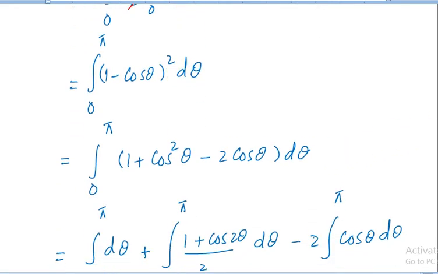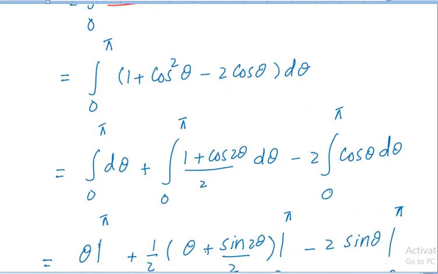Now it has become a function of one variable, which is theta. So the definite integral from 0 to pi of 1 minus cos of theta, whole squared. First we expand this formula. This is equal to 1 plus cos squared theta minus 2 cos of theta, d theta. In the next step, we separate each term, and cos squared theta can be written as (1 plus cos 2 theta) upon 2, and 2 cos of theta can be written as 2 times the integration from 0 to pi of cos of theta d theta.